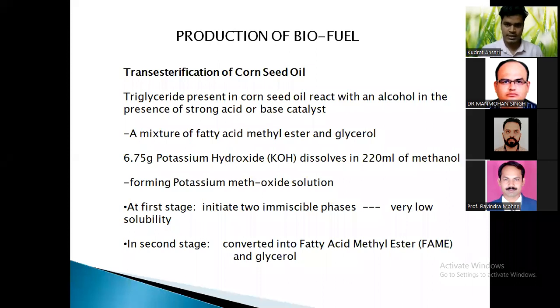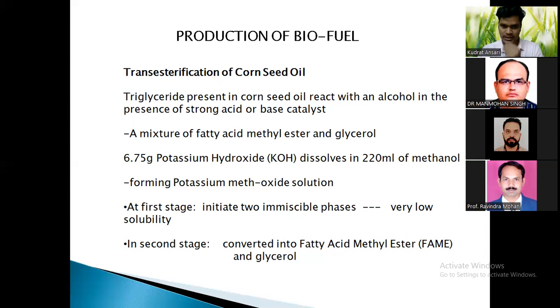Since corn seed oil already contains triglycerides, we gave it a reaction with alcohol as a base catalyst, and after 1 hour we get a mixture of fatty acid methyl ester and glycerol, separated. So 6.75 grams of potassium hydroxide is dissolved in 20 ml of methanol, and after some time it forms a potassium methoxide solution. This reaction generally occurs in 3 stages.